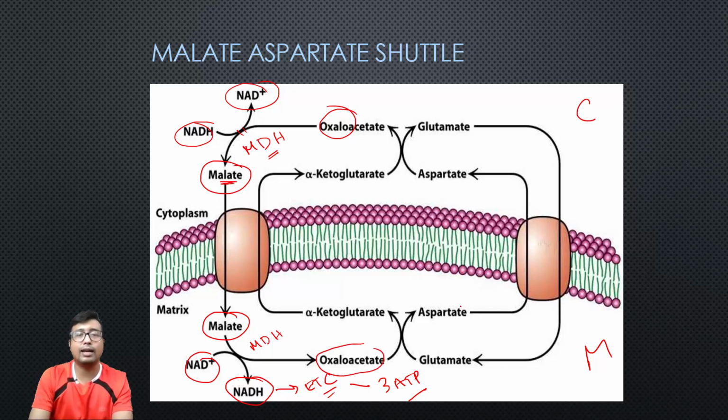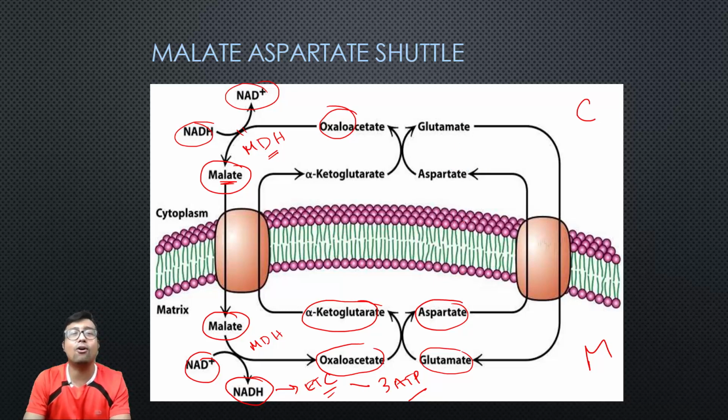Oxaloacetate is converted to aspartate. What is this reaction? This is nothing but transamination reaction. But we know in transamination reaction we need 2 amino acids and 2 keto acids. Okay. So glutamate along with that gets converted to alpha ketoglutarate. Now both malate and alpha ketoglutarate as well as aspartate and glutamate, these are all freely permeable. They can go in and out of mitochondrial membrane as and when they want.